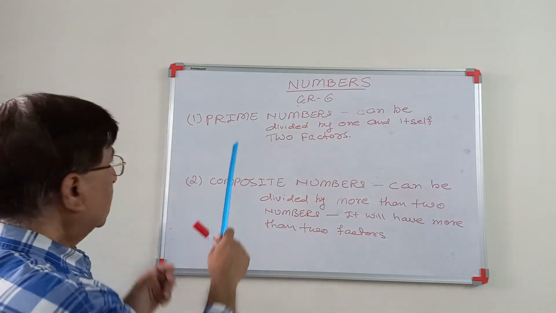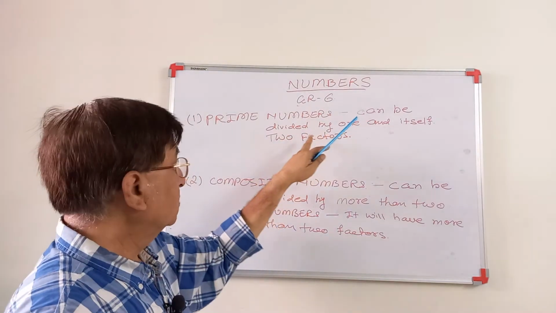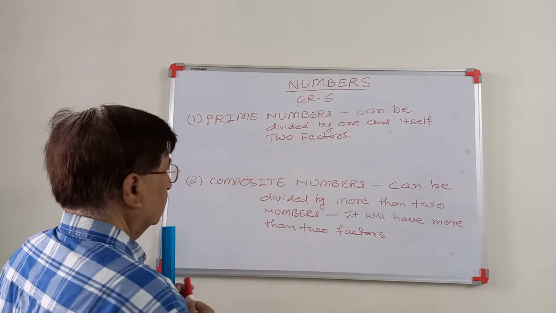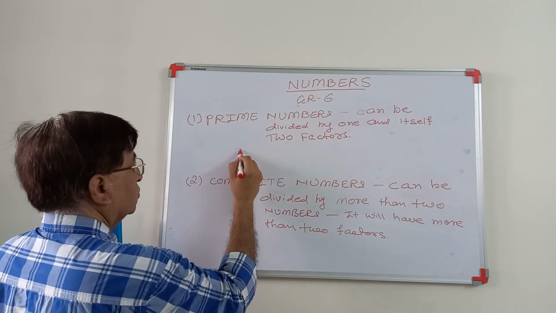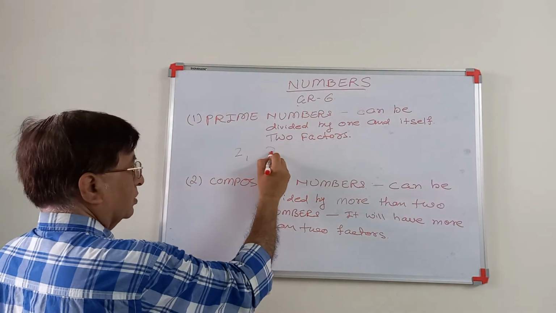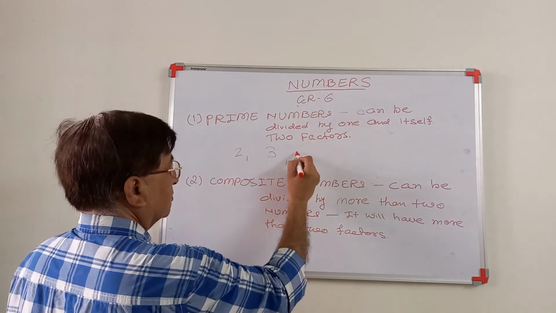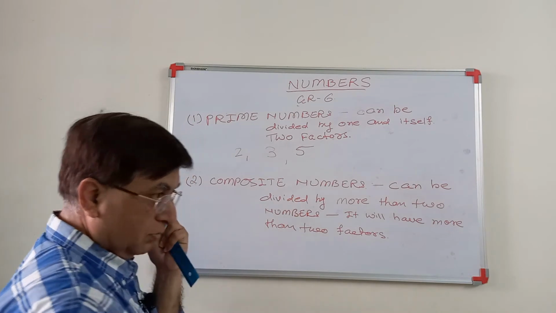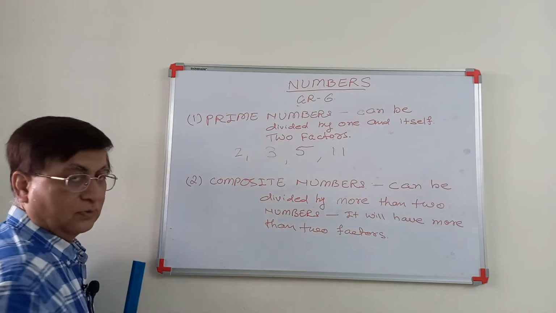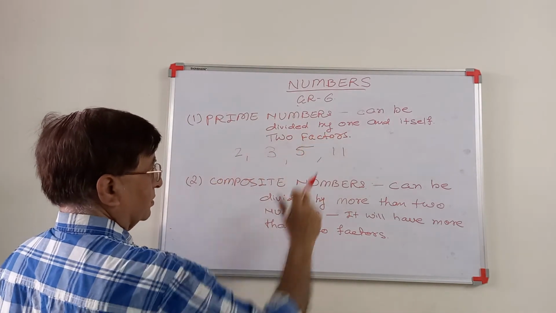Okay, so prime numbers and composite numbers. Prime numbers are numbers which can be divided by 1 and itself. So a prime number has two factors. For example, 2 is a prime number because it can be divided by 1 and itself. 3 is a prime number because 3 can be divided by 1 and itself. 5 is a prime number because 5 is divided by 1 and itself. 11 is a prime number because 11 is divided by 1 and itself. 11 cannot be divided by any other number. So basically prime numbers have two factors.